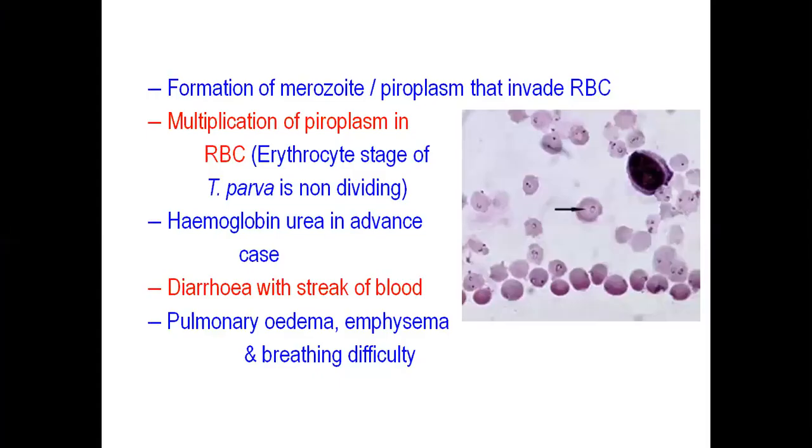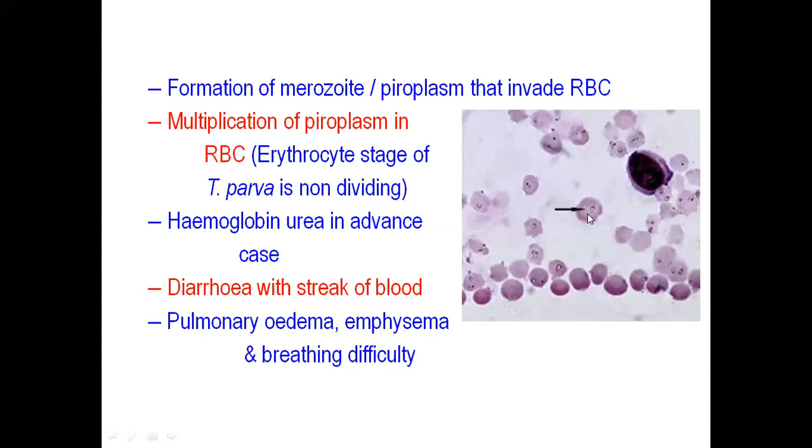After that episode occurs inside the lymph nodes, they subsequently form the merozoites or the piroplasm that invade the RBC. These are the stages that can be seen in RBC. So there will be multiplication of the piroplasm inside the RBC in case of Theileria annulata. The difference between Theileria annulata and Theileria parva is the erythrocyte stage. That means the RBC stage does not divide anymore in case of Theileria parva. But in case of Theileria annulata, this RBC stage will divide again.